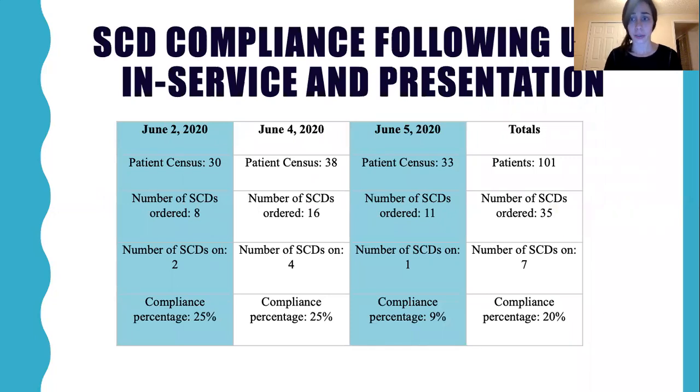So I only worked 3 shifts after my in-services and presentation were done, so I was only able to track SCD compliance on 3 shifts before the presentation was due. But I did analyze the data, and after the in-service and unit presentation, SCD compliance on my unit increased from 14.5 to 20%. So while a 20% compliance rate is still very low and we still need a lot of improvement on the unit, I feel that a 6.5 increase in compliance is pretty good in just a couple weeks.